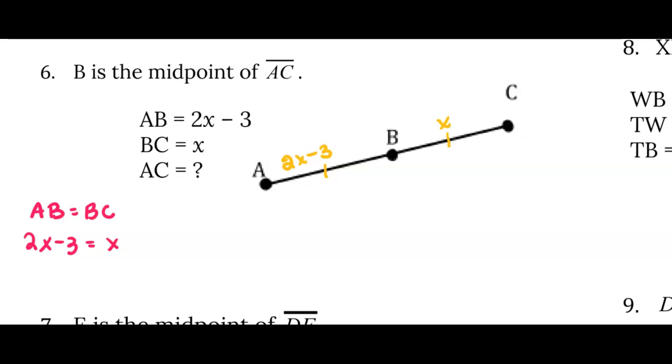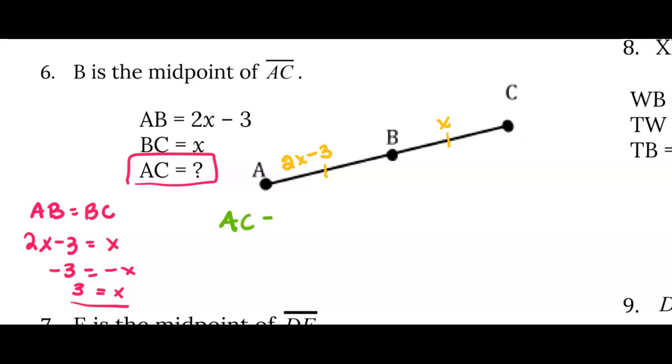It's important to draw your picture and to label it so that you can see exactly what you're looking at from what they tell you. Solving for x, we would subtract 2x, giving us negative 3 equals negative x. Dividing by negative 1 gives us that x is equal to 3. It's also important to look at what they've asked you. They want us to find AC. So even though we found x, we are not quite done yet. We need to take 3 and plug it back in.